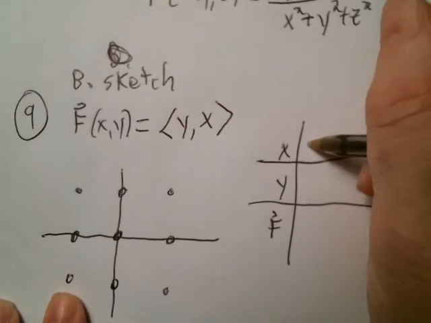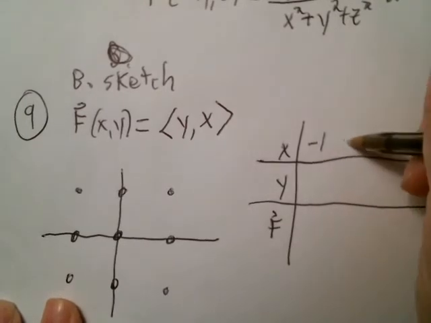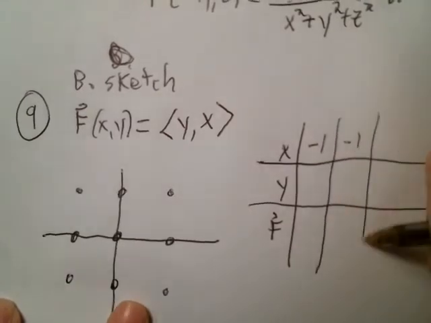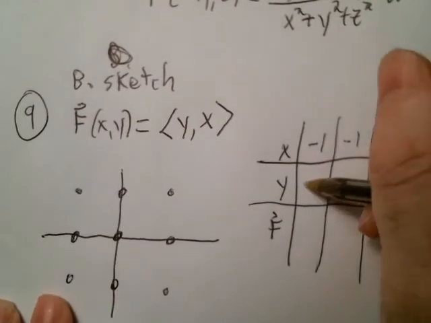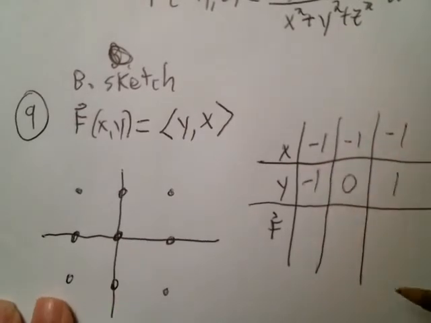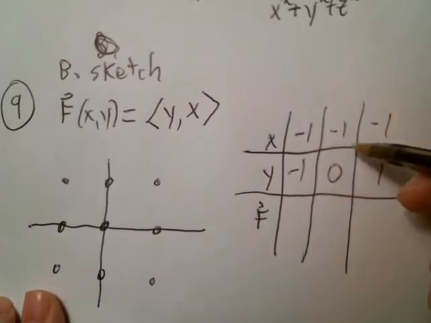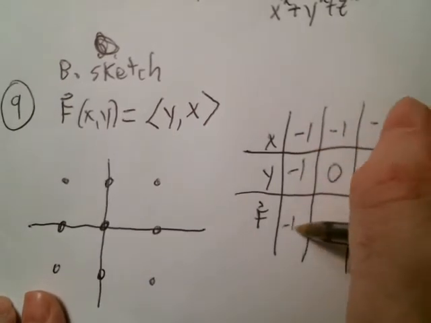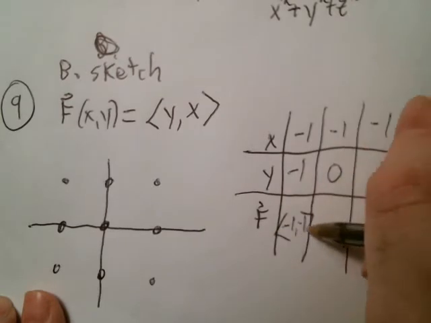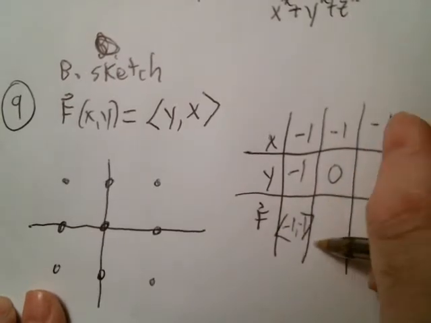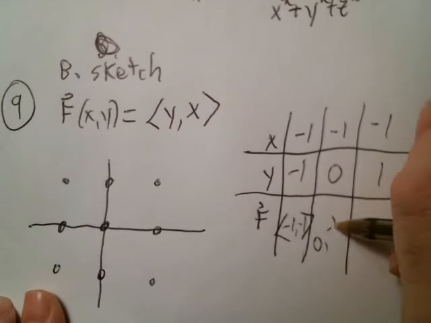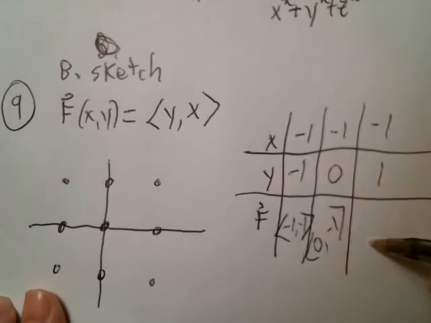So these guys have x-coordinate -1, and then y-coordinate -1, 0, 1. And then the vector is just taking these two components and swapping them. -1, -1. I just got to smush that in there. Sorry about that. 0, -1. Then here it's 1, -1.